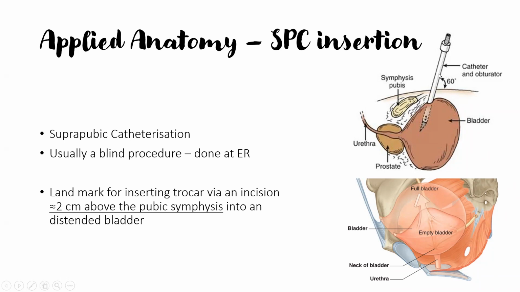So in such conditions, you'll have to pass a trocar through the anterior abdominal wall to directly hit the bladder. The landmark for passing the trocar is through an incision made 2 centimeters above the pubic symphysis. And a very important thing is it should be made in a distended bladder. So prior to placing a trocar, you have to pass a needle to make sure you are seeing clear urine coming out. Only then attempt suprapubic insertion of a trocar. An undistended bladder is well within the pelvis behind the pubic symphysis, while a distended bladder extends into the abdominal cavity.